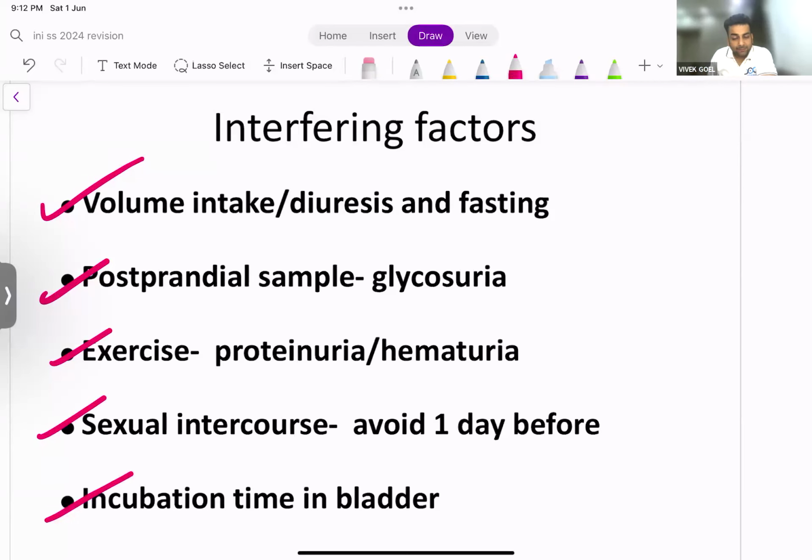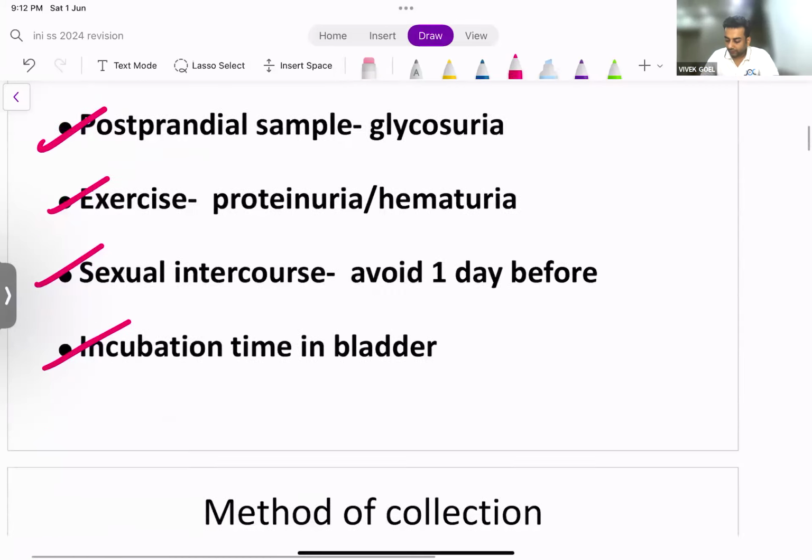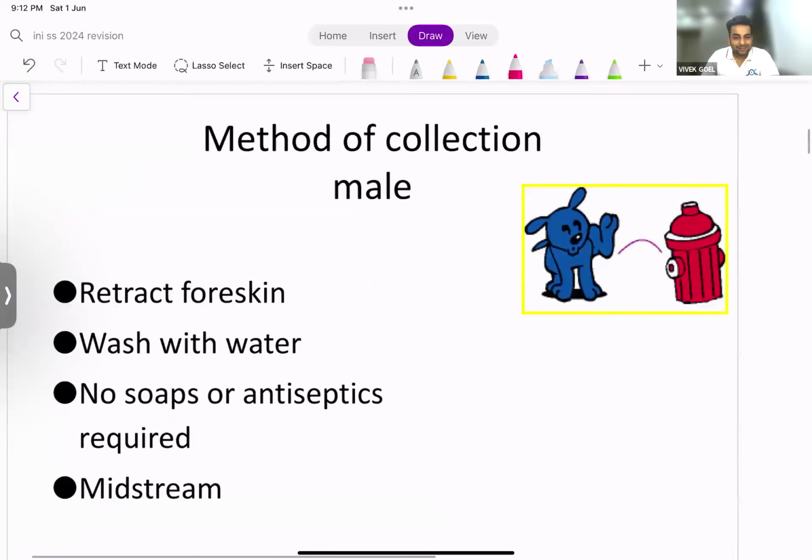And incubation time in the bladder, as I've already told you, there must at least be 4 hours of incubation in the bladder to get it accustomed to the bladder milieu. Now, how do you collect in a male? Of course, you retract the foreskin, wash it with water, no soaps or antiseptics are required, and you give the midstream urine sample, which is very, very important.